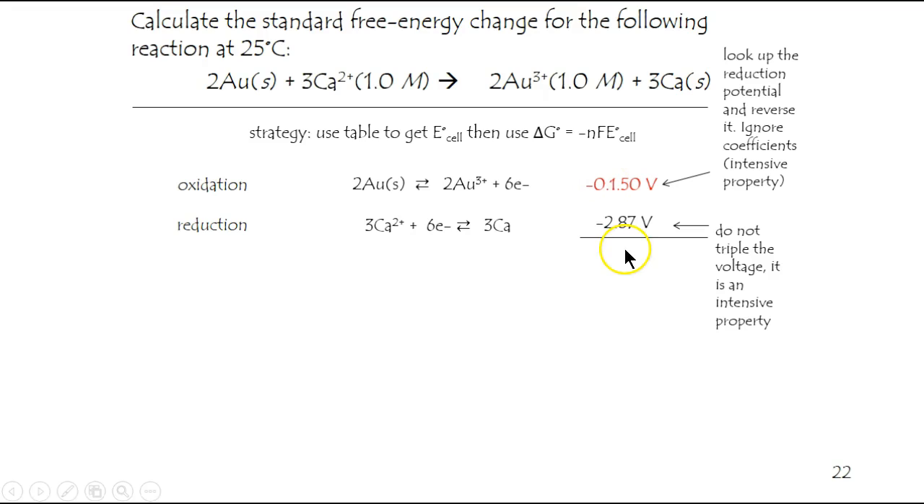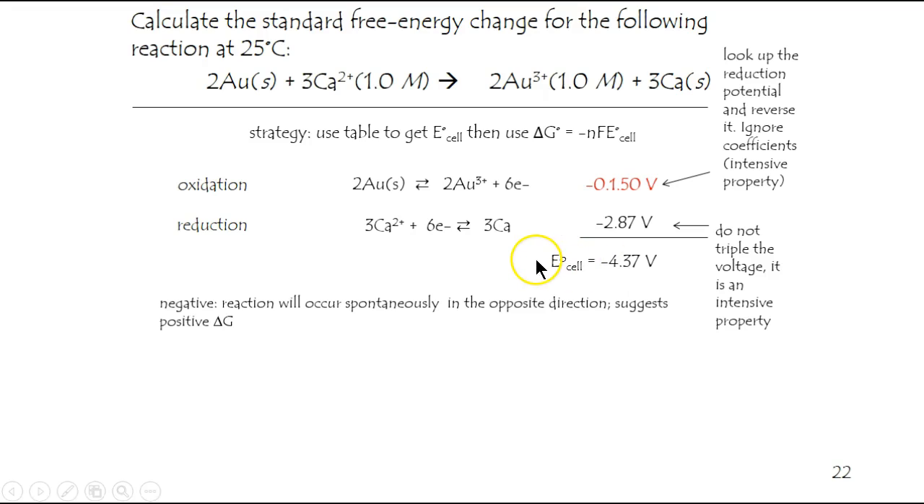And there's other ways to solve this. You could do the reduction potentials of both and subtract the cathode minus the anode. This is another way of doing it. Either way, you get a standard E0 of the cell of negative 4.37 volts, which we're going to plug in right there. N is going to be 6, and F is 96,500, so we're there.